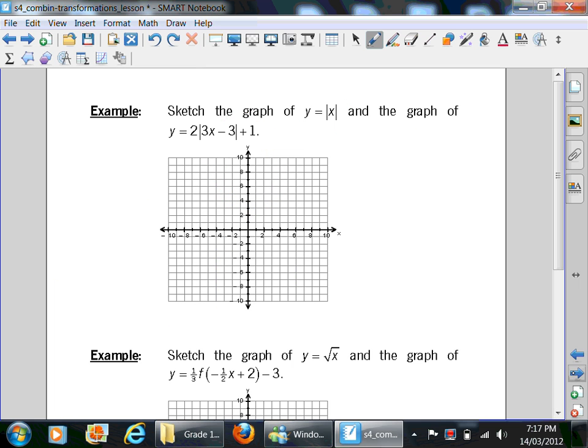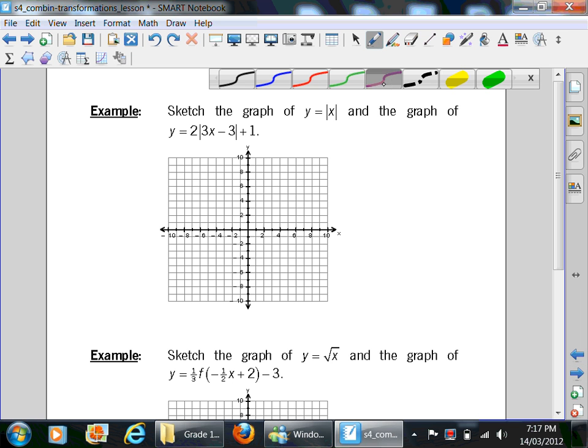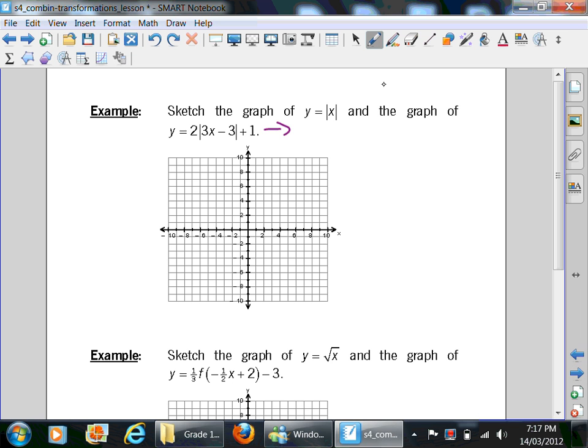Alright, next example. Sketch the graph of the absolute value of 2(3x minus 3) plus 1. So, not so bad. The first thing I'm going to do, though, is take this expression here and factor it. That's really y equals 2 absolute value of 3 bracket x minus 1 absolute value bracket plus 1. Lots of stuff going on here.